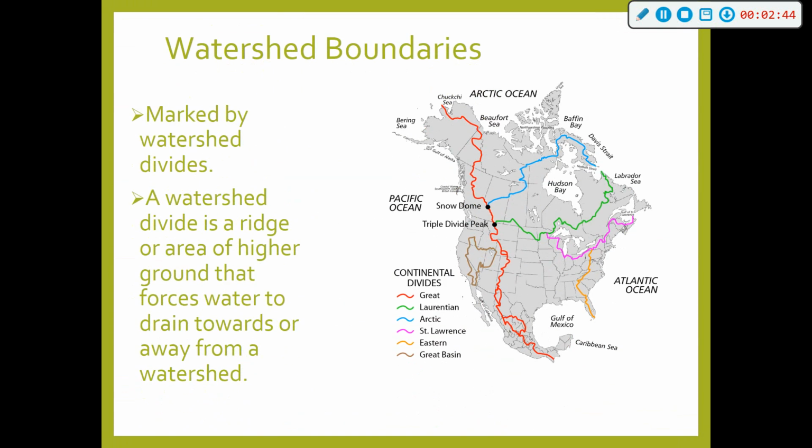So watershed boundaries. A boundary is a ridge or area of higher ground that forces water to drain towards or away from a watershed. So you have the Great Basin right here. This is the Great Continental Divide. Then you have the Latrine. You have the Arctic. You have the St. Lawrence. You have the Eastern.